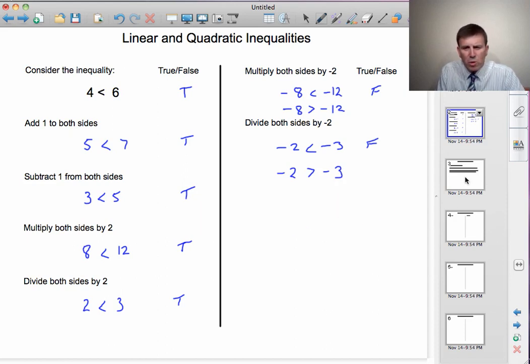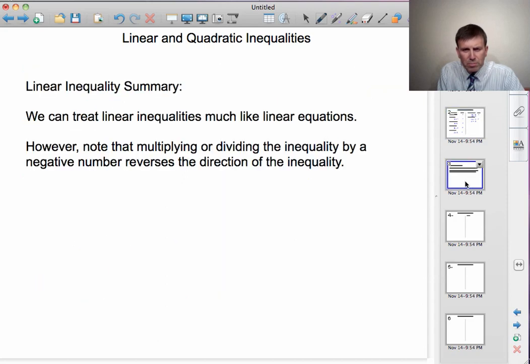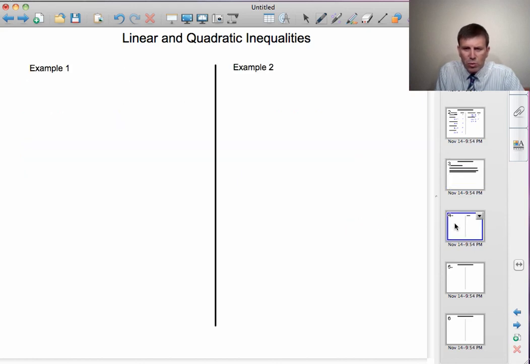Right, let's see if we can summarize what's gone on there. Linear inequality summary. We can treat linear inequalities much like linear equations. However, note that multiplying or dividing the inequality by a negative number reverses the direction of the inequality. Right, let's put these ideas to work.